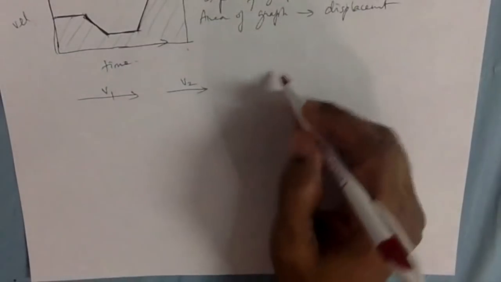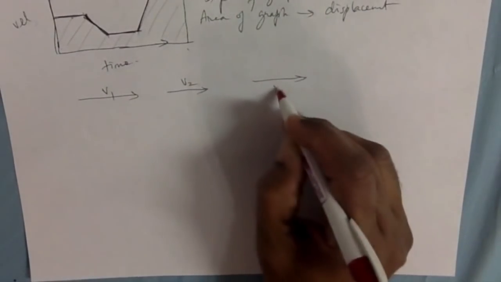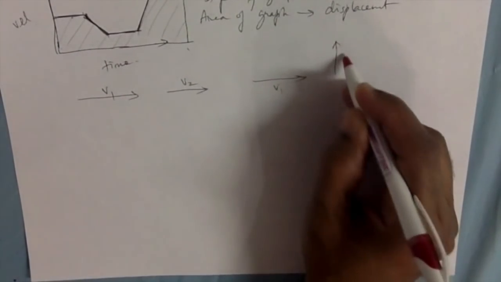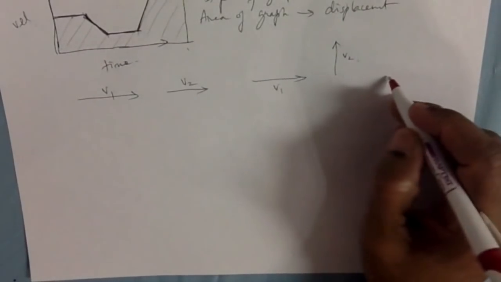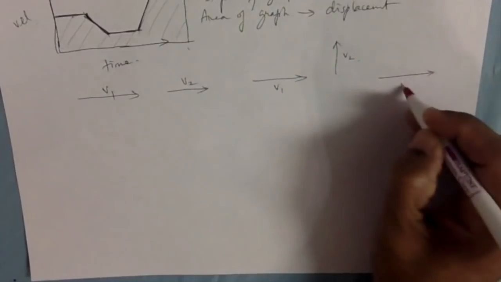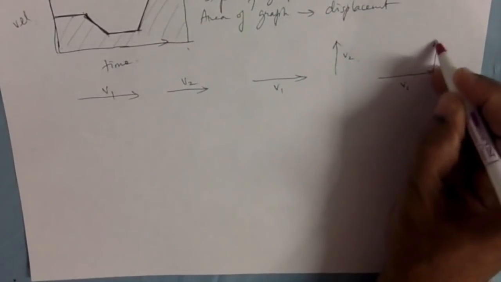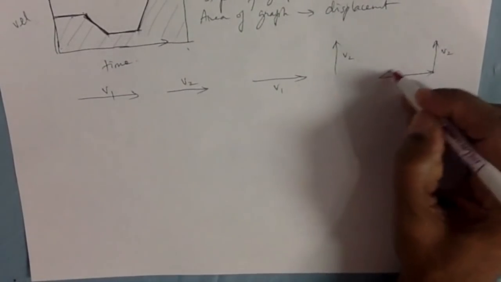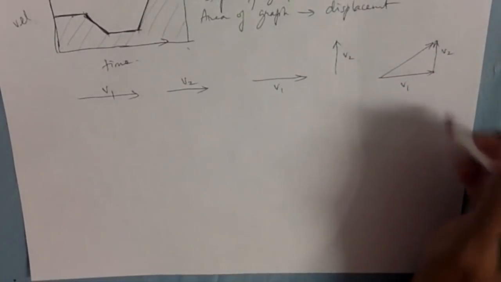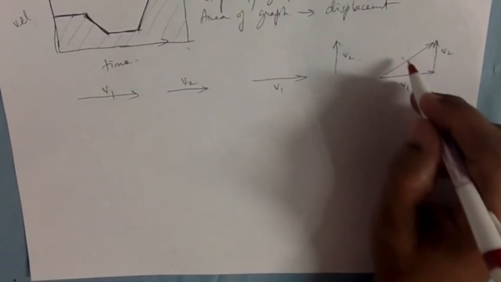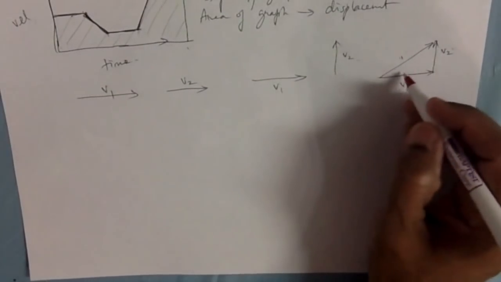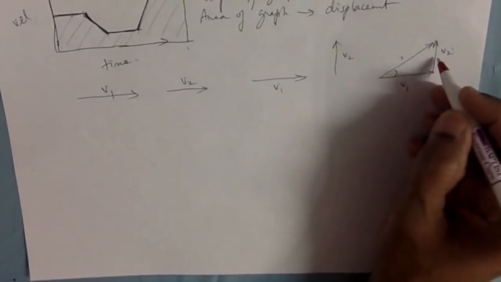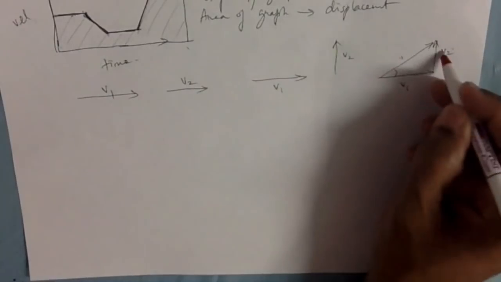But if they're not in the same direction, if v1 is this way and v2 is this way, you cannot add them straight away. You have to add them by using vector methods, which is v1 and that is v2. So this will be the result, and this is how you add them. To get this number, you have to use the Pythagorean theorem to get this answer. And you can also figure out the angle by using the tangent.